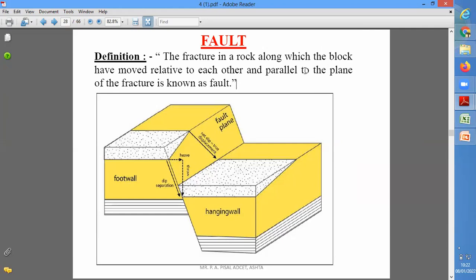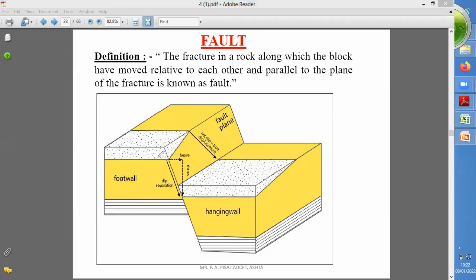Okay, plane of fracture means that area. Suppose here I will show you which is the plane of fracture. So this area, on this side where the blocks have moved, is considered as a fault plane, or it is also considered as a plane of fracture. So the block movement is parallel to the fault plane or plane of fracture. So this structure is considered as a fault.